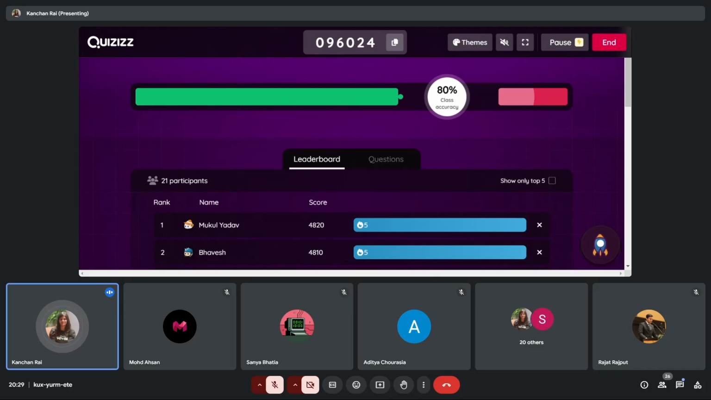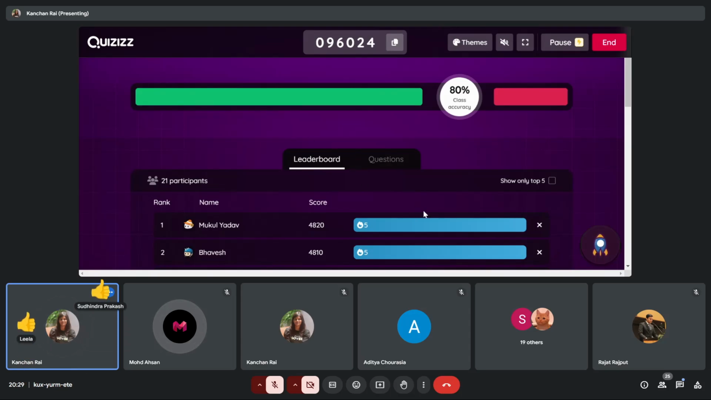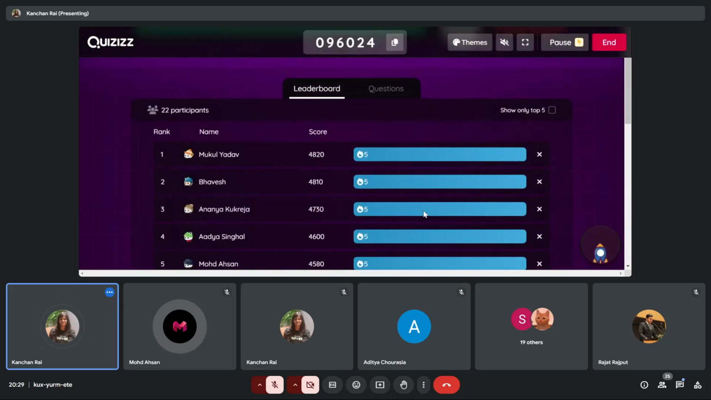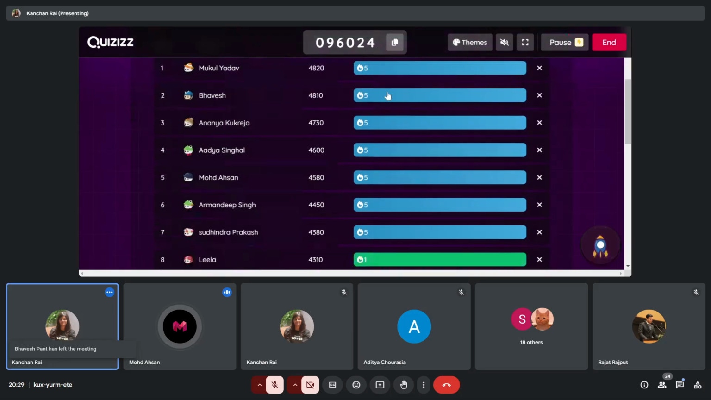I think everyone has done, or has anyone been left? Done everyone? Yeah. Okay. So we have the top five people: Mukul, Bhavesh, Ananya, Adya, and SN. Congratulations, folks. Glad that some of you are always at the top. It's nice to see. Should I move on to discussing the questions? Yes. Okay.